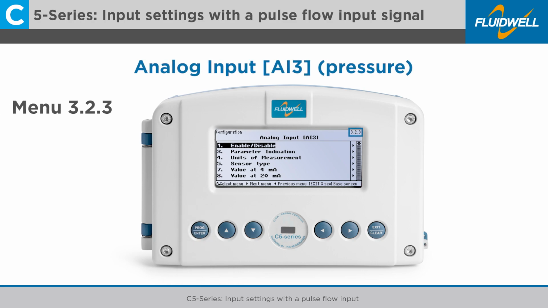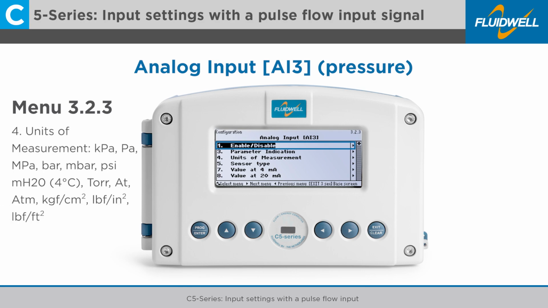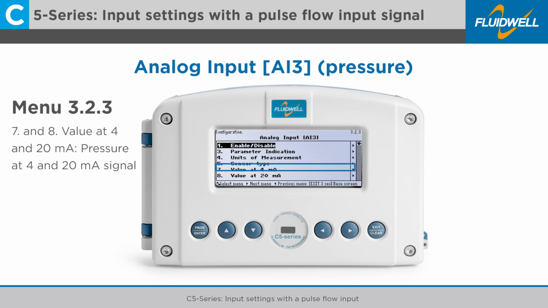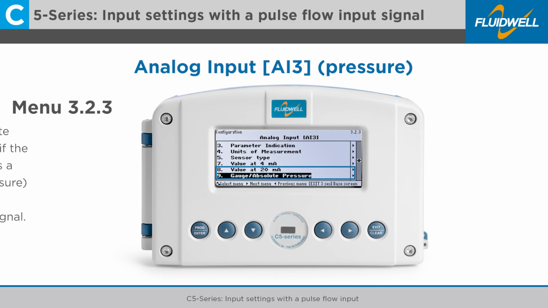Menu 3.2.3 contains the following items. 1. Enable Disable. Disable the sensor input when no pressure signal is used. 4. Units of measurement. Select a unit of measurement for pressure. Menus 7 and 8. Value at 4 and 20 mA. Enter the pressure at which the 4 and 20 mA signals are generated. This is indicated in the documentation of the sensor.